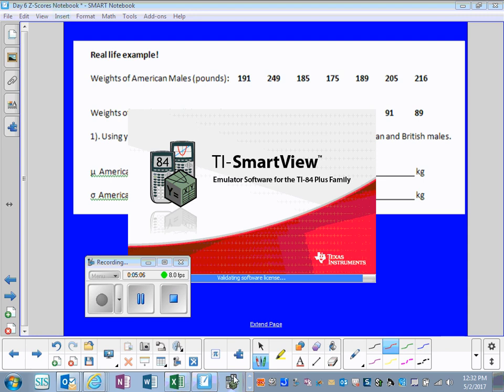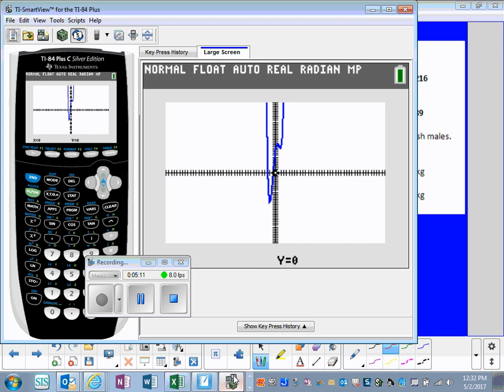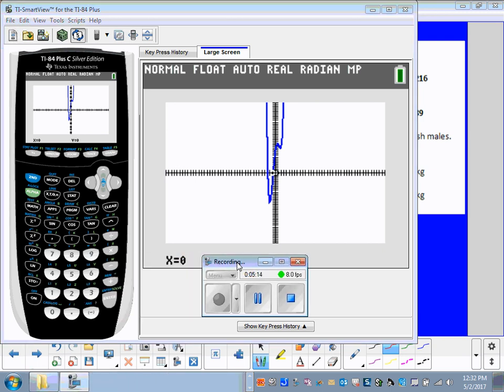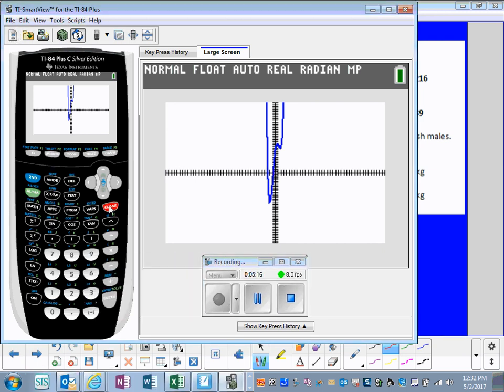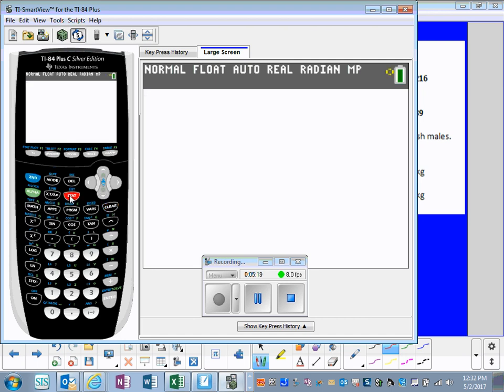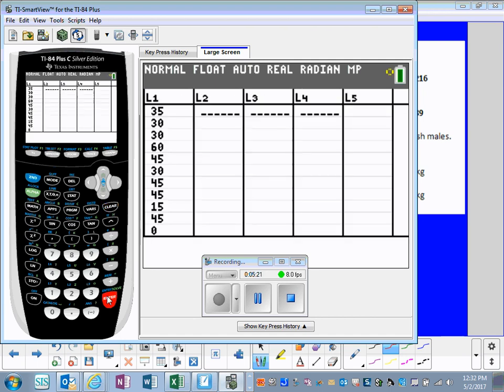Do I need to do this on the board? Okay, so remember how we enter our data? We go to Stat, Edit. We enter data in the first column. So I'll just clear everything. And now my data for the American males: 191, 249, 155, 75.